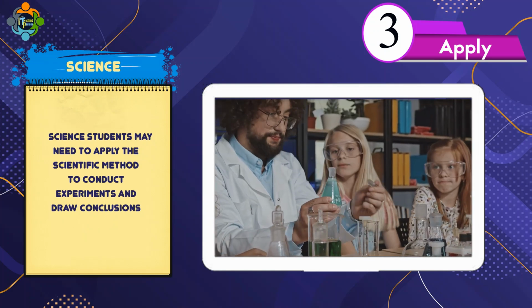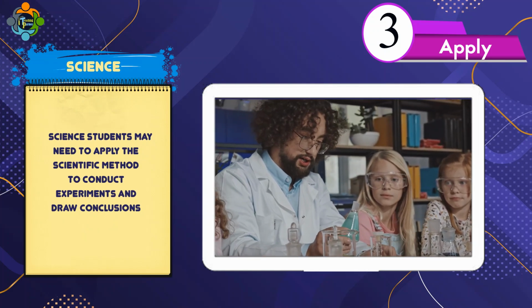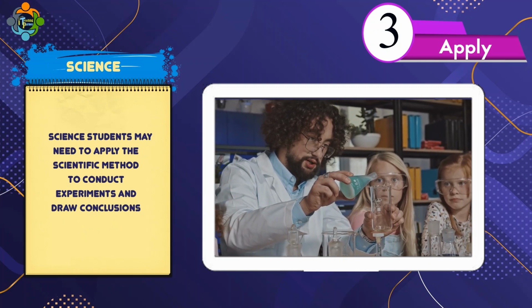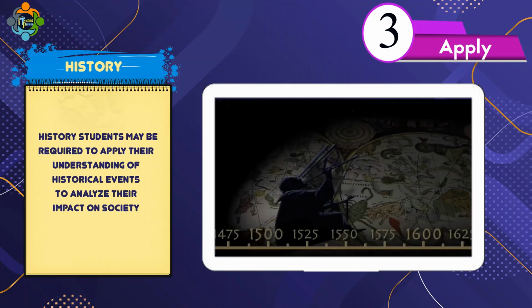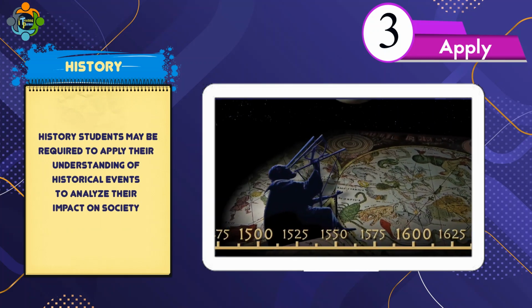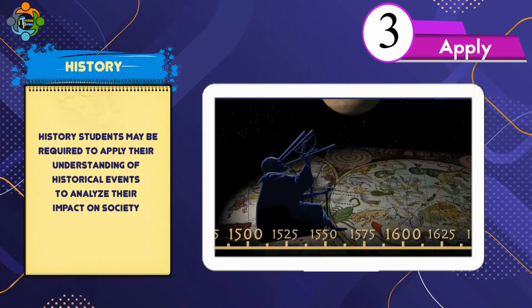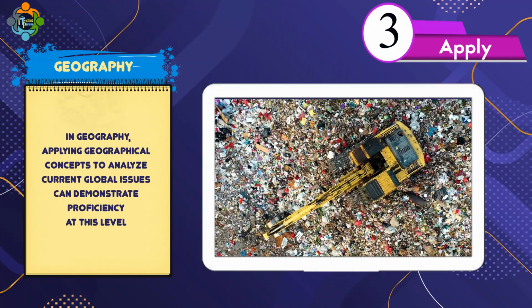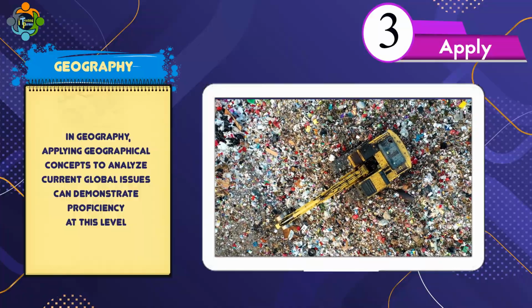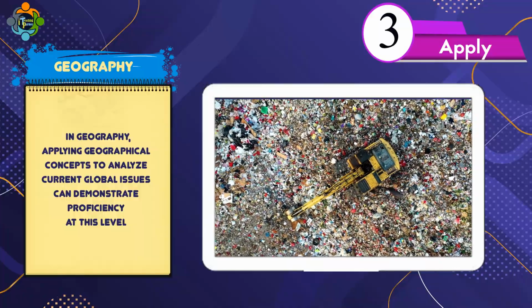Science students may need to apply the scientific method to conduct experiments and draw conclusions. ICT students can apply their knowledge of programming languages to develop software applications. History students may be required to apply their understanding of historical events to analyze their impact on society. In geography, applying geographical concepts to analyze current global issues can demonstrate proficiency at this level.